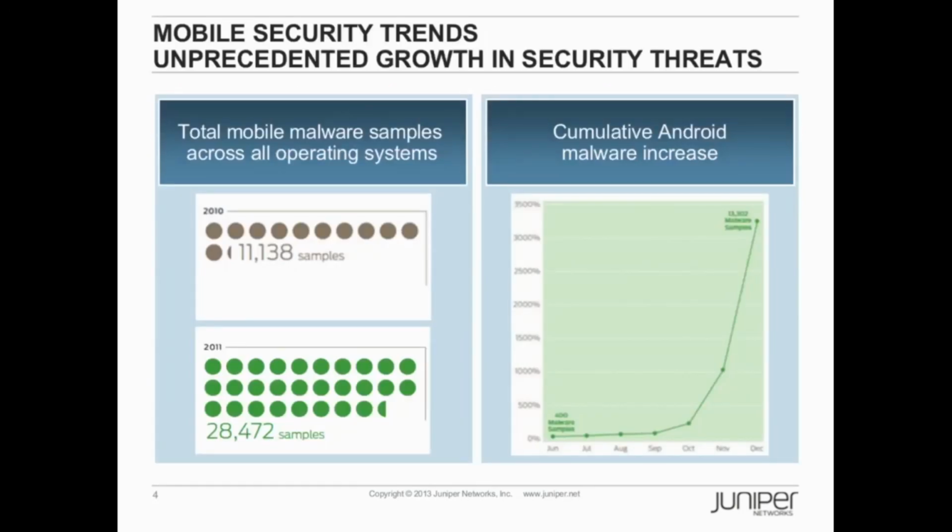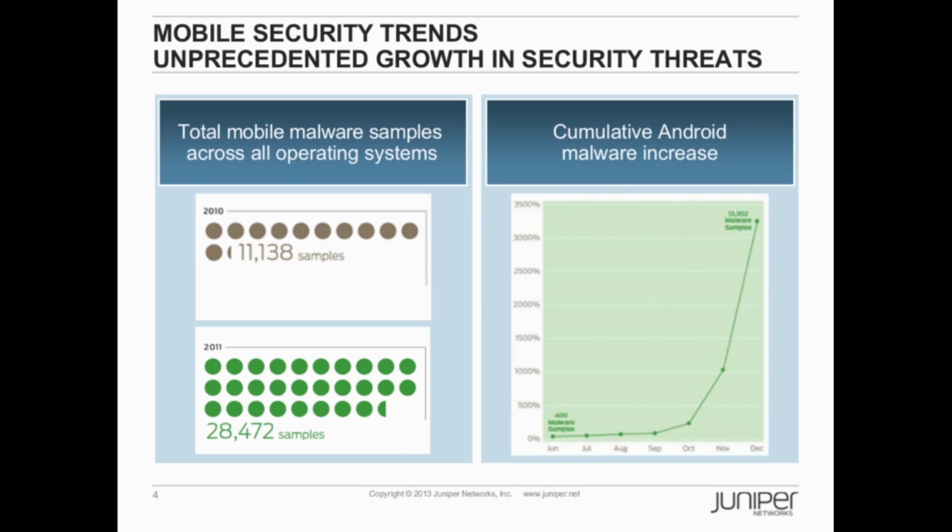Some examples of some of the challenges that brought. This is from a report that Juniper produced on mobile device security. And just sharing a couple of data points from that report that I think are relevant and important for us to consider here. On the left side is a data point on the total mobile malware samples across all mobile operating systems. And you can see the jump year over year from just over 11,000 to well over 28,000, almost triple the number of malware pieces that were being discovered on mobile devices.